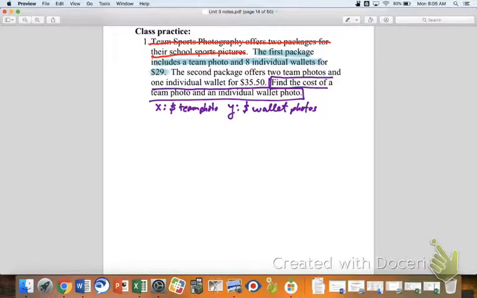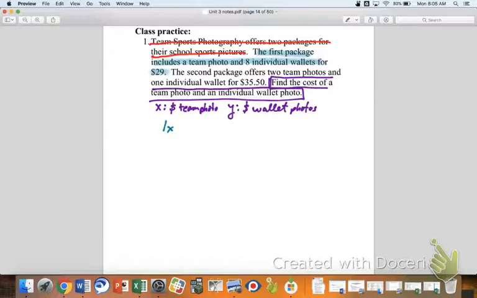So here's where we've got to break this down, and here's where that little pattern recognition I wanted you guys to see earlier is going to come into play. For the first package, how many team photos are offered? A team photo, that's one, right? Okay, so one team photo. So if it's one team photo and each one costs X dollars, how much is that going to cost us for that part of the package? 1X, right? One team photo times X dollars, so it's going to be 1X. This is going to be the first part of my equation for that blue sentence. So I'll go with blue. Okay, so it's going to be 1X.